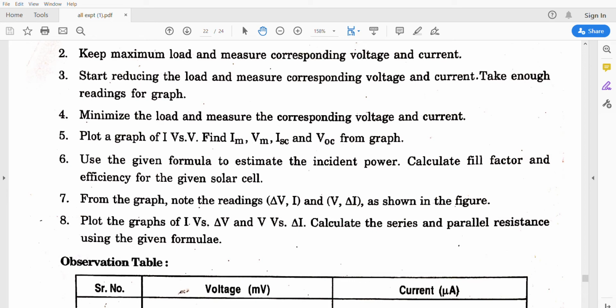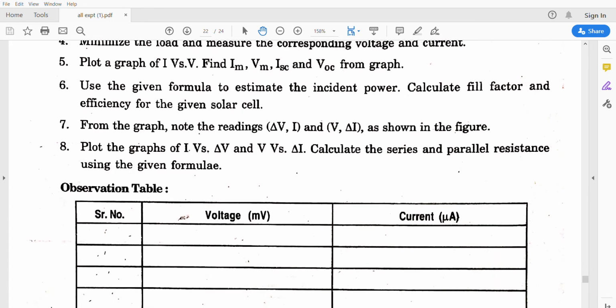Plot a graph of current versus voltage. Find maximum current, maximum voltage, short circuit current and open circuit voltage from the graph. Use the given formula to estimate the incident power. Calculate the fill factor and efficiency for the given solar cell.